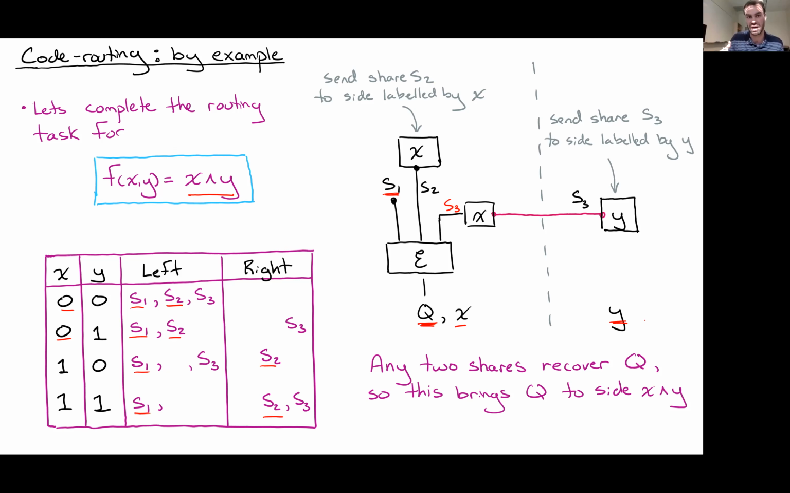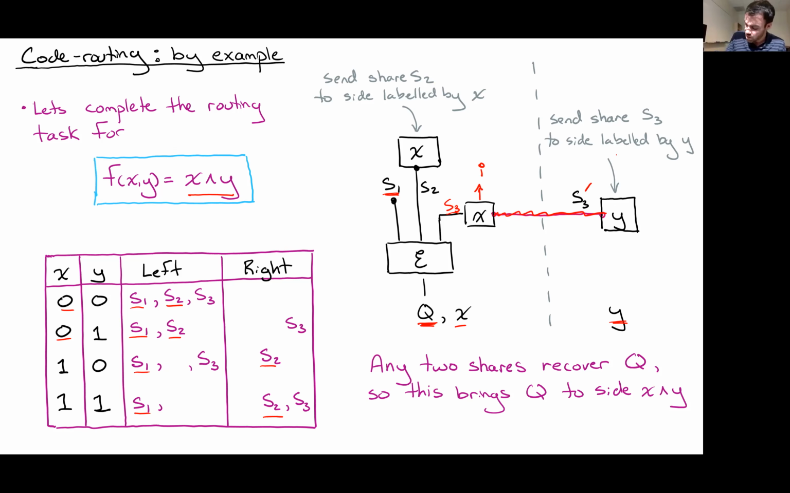Bring it to the left if Y is 0, bring it to the right if Y is 1. That's a little bit harder though, because S3 starts out on the left and Y starts out on the right. The way to get around this is you take S3 and you measure it in the Bell basis with some EPR pair shared between the left and the right. After you do that, you get some measurement outcome and you get a system on the right, let's call it S3 prime, which holds the same information as S3 up to some Pauli correction.